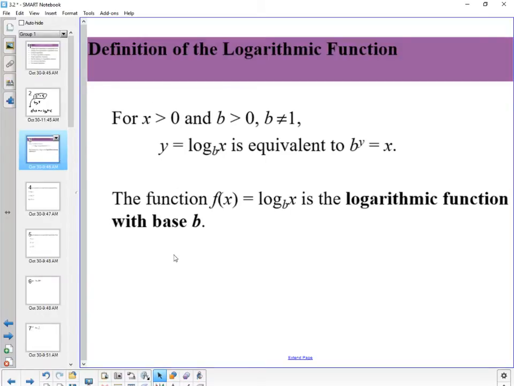Definitions for logarithmic functions. If you're going to work with a logarithmic function, x has to be greater than 0. b has to be greater than 0. b cannot equal 1. And of course, I think I already talked about this equivalent a minute ago.